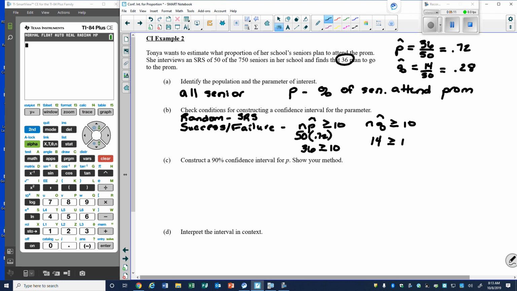14 is also greater than or equal to 10. So that second condition for success failure also checks out. And then the third condition you need to check is called the 10% condition. And that's where you just need to say, okay, my sample size is 50. And if I multiply 50 by 10, I get 500. And this represents what your population has to be at least.